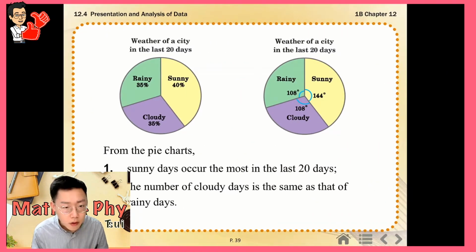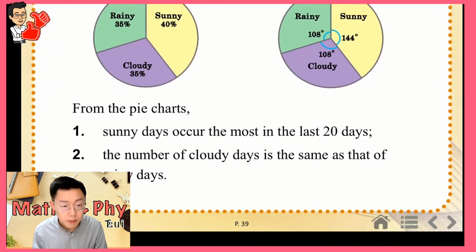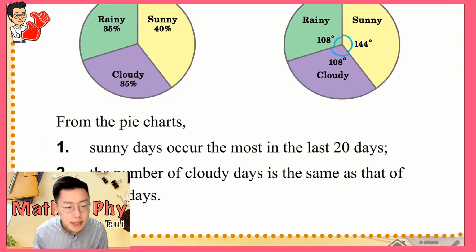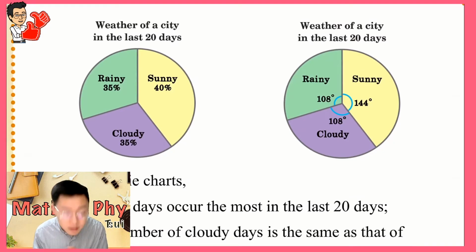After we construct this pie chart, we can get some conclusions from it. For this pie chart, we can say that sunny days occurred the most in the last 20 days. Why do we have this conclusion? Because you can see sunny days equal 40%, and it is the highest one.